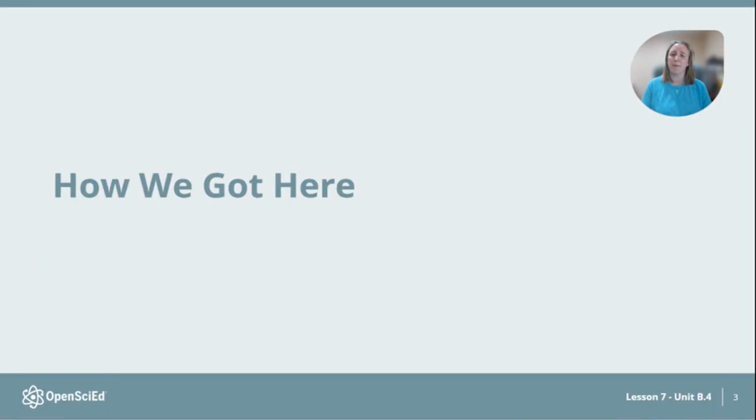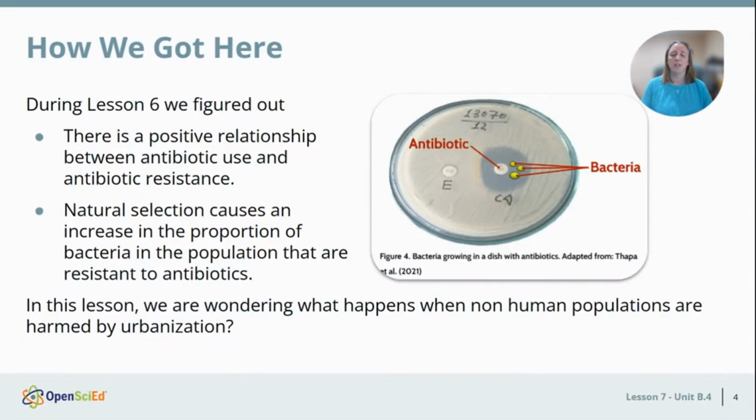First, let's recap how we got to Lesson 7. During Lesson 6, we applied our knowledge of natural selection to a new scenario in a transfer task. We figured out that there is a positive relationship between antibiotic use and antibiotic resistance, and that natural selection causes an increase in the bacteria that are resistant to antibiotics.